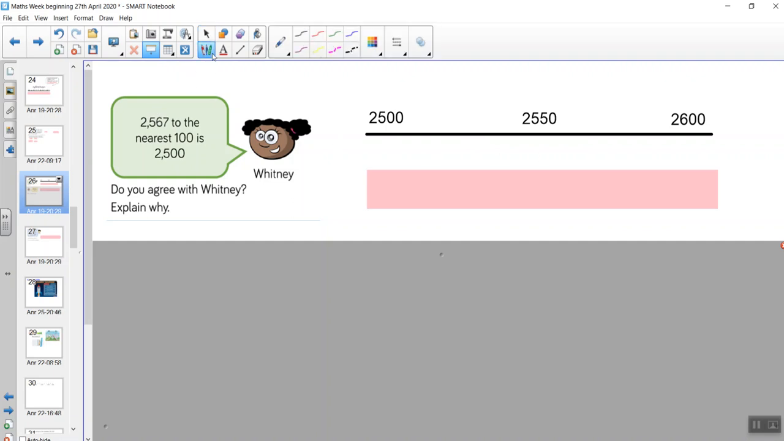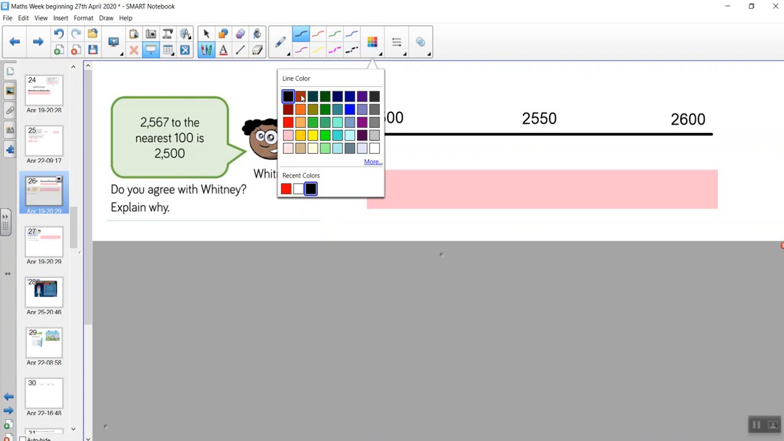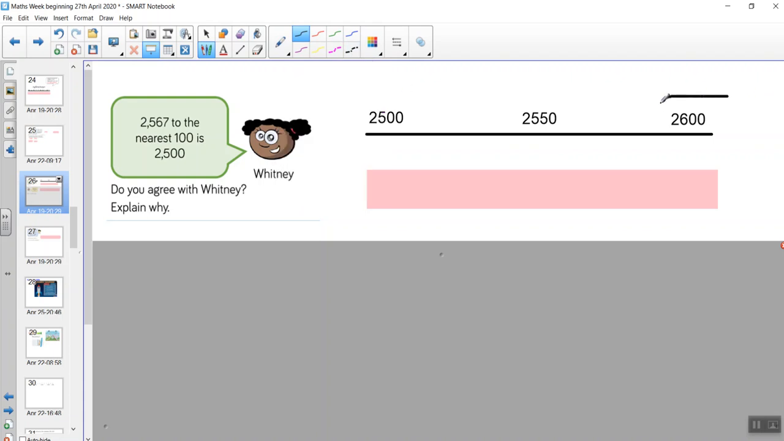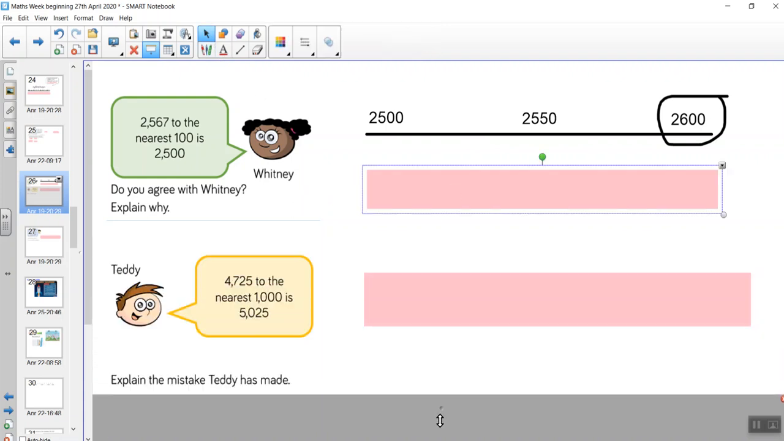So for Whitney, this is 2,567 rounded to the nearest 100. Let's have a look at the next one.